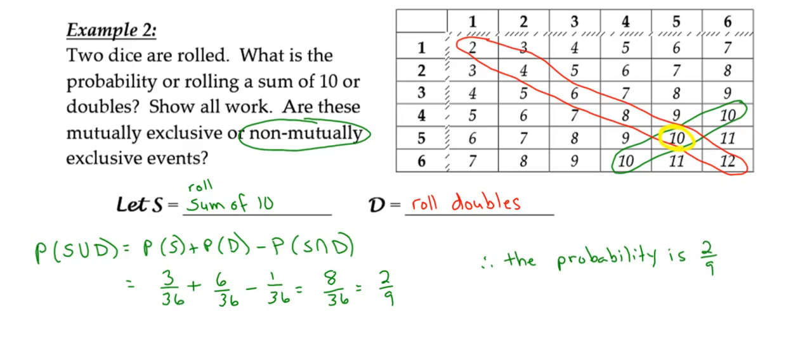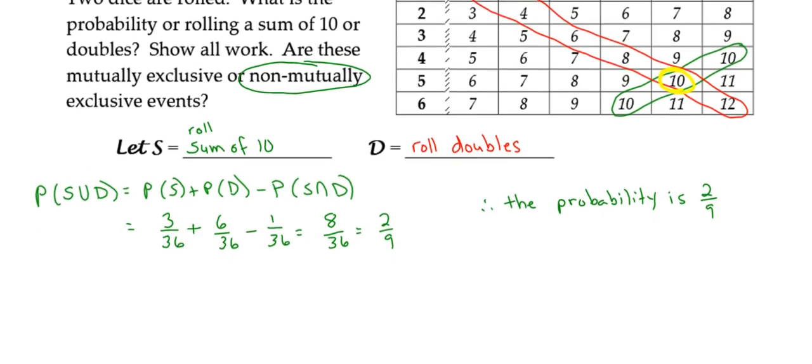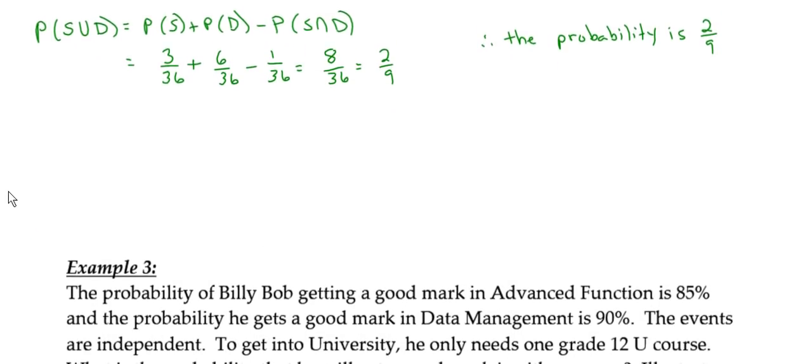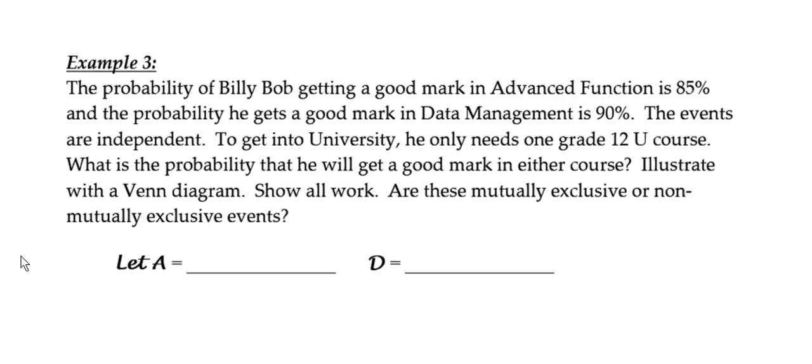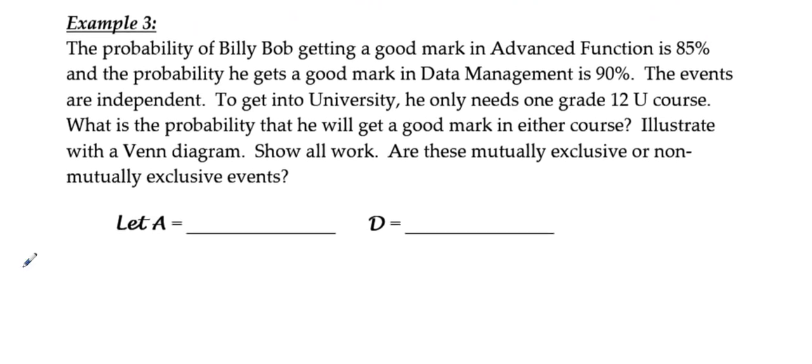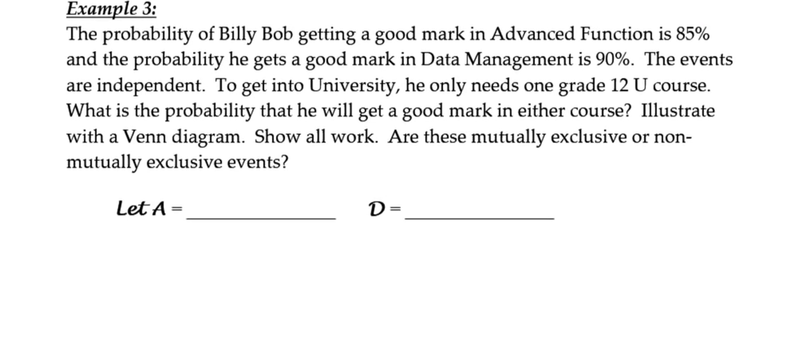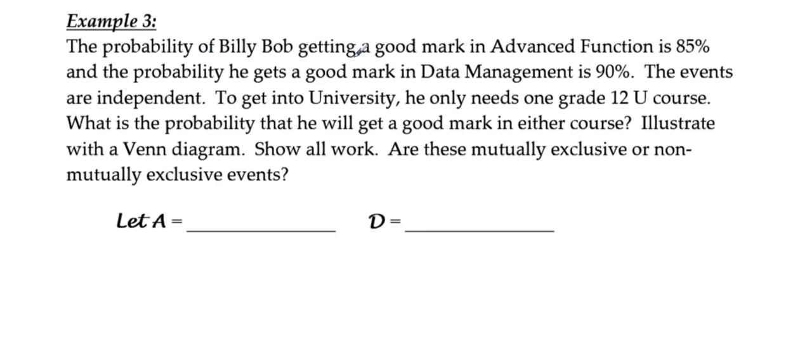So there's some knowledge questions that involve or either mutually exclusive or non-mutually exclusive. And now what we'll do is we'll take a look at some examples that are more application based. So the probability of Billy Bob getting a good mark in advanced functions is 85%, and the probability he gets a good mark in data management is 90%. The events are independent. That's important to know.